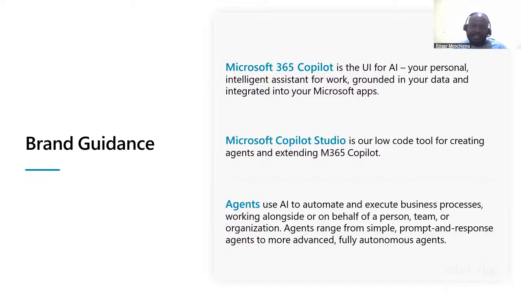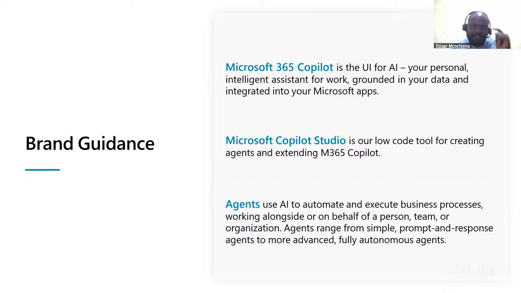So it can work on behalf of you, a team, or the entire organization. So those are the three, and there are three ways you can build agents. So the first way you can build agents is a totally low-code environment where you can access M365 Copilot, and in natural language, you can create a simple agent.